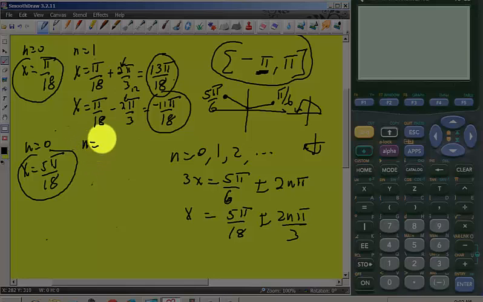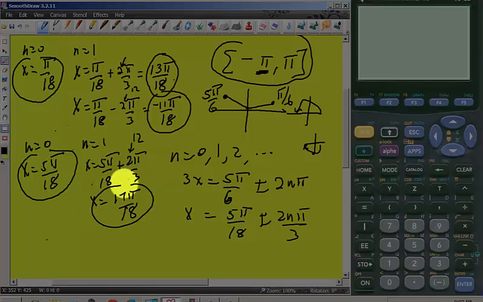I'm going to let my n is equal to 1. That's going to give me x is equal to 5 pi over 18 plus 2 pi over 3. Again, that turns into 12 because of the common denominator. 12 plus 5 is going to give me 17. X is equal to 17 pi over 18, and that is still less than a pi, so I keep that.